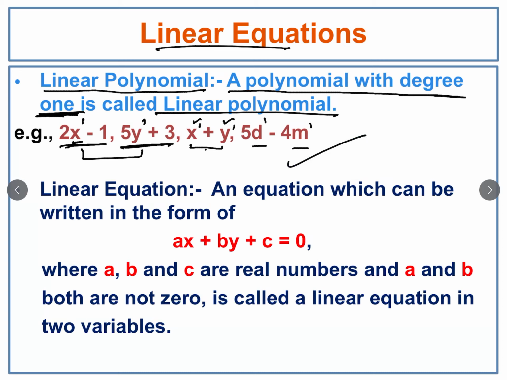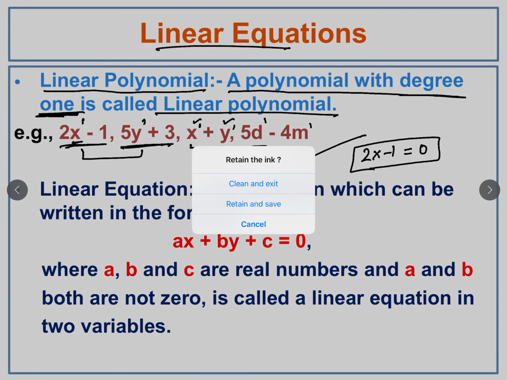Now based on this we have a linear equation. If we have this linear polynomial, let's say 2x minus 1, and we put an equality sign and a number here, let's say 0, then this becomes an equation, or you can say a linear equation, as there is an equality sign.